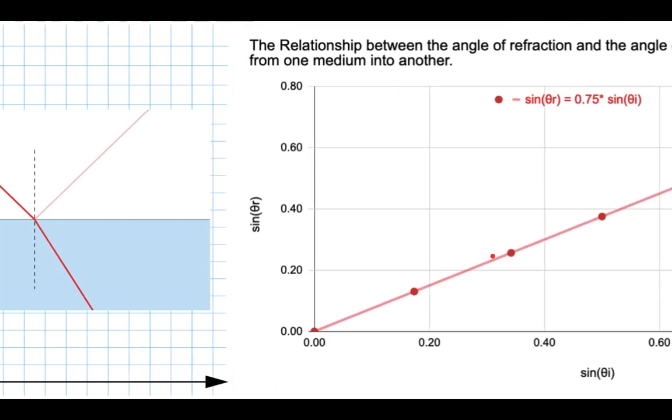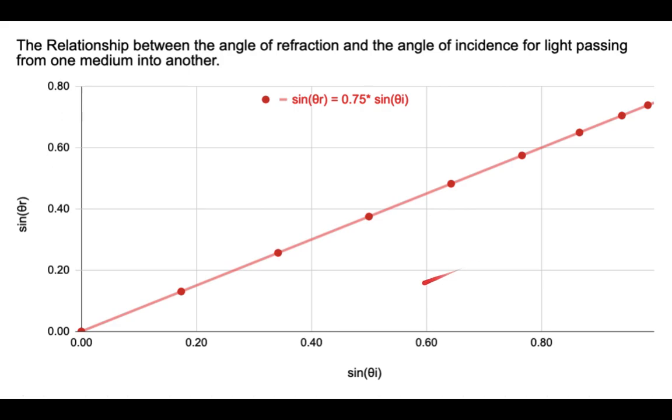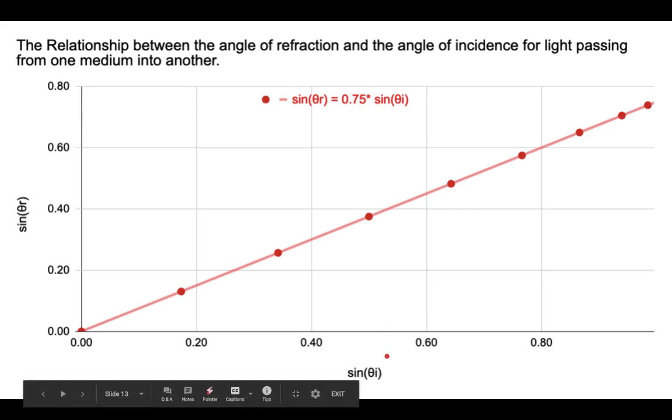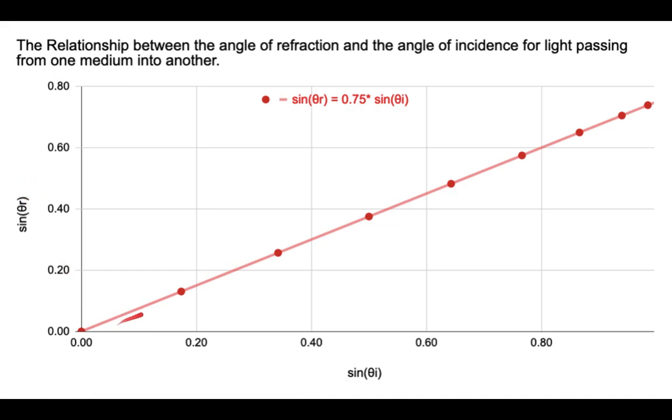And so in lab, you plotted on the x-axis the sine of the incoming angle, and on the y-axis the sine of the refracted angle, and you got a linear relationship. So we would say that the sine of the refracted angle is proportional to the sine of the incident angle. And your slope here is probably different than mine, but that's kind of the basic idea.